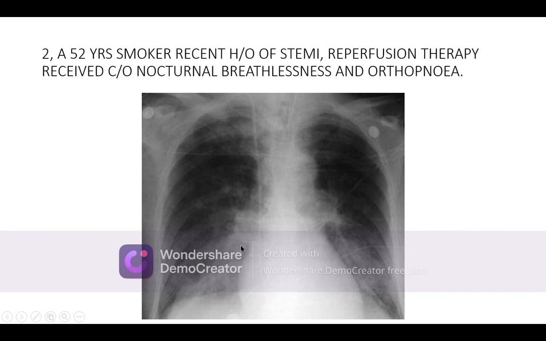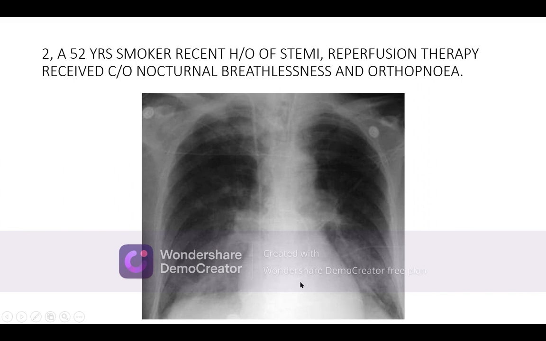As far as parasitic infestations are concerned, no, because it's a bilateral involvement, and this is not a classical case of either Loeffler syndrome or pulmonary eosinophilia. And a tumor will not be present like that, because there is no collapse, no direct or indirect signs, if it were a tumor. So the diagnosis is very clear here. It is a cardiogenic pulmonary edema because of left ventricular failure, acute left ventricular failure.